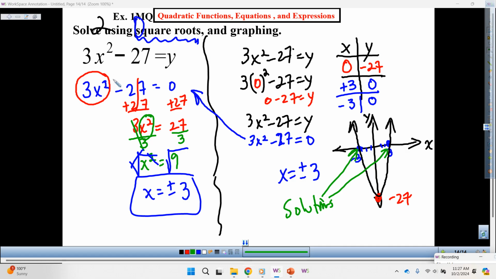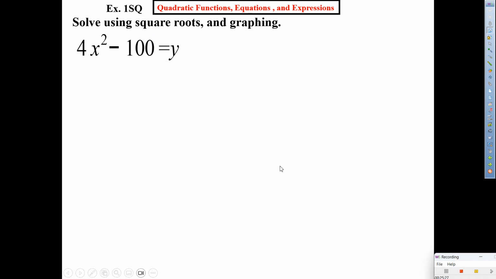All right, so I did one with you like this. Like I said, you had one of those in your home plate, but let's do another one. Copy this one. Example 1 super cube, 4x squared minus 100 equals y. And both, solve it by square roots and solve it by graphing. Do that one yourself. Go.